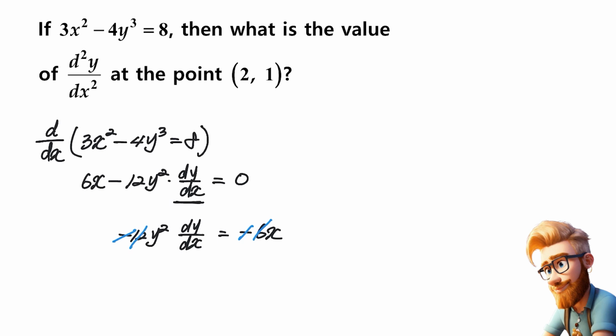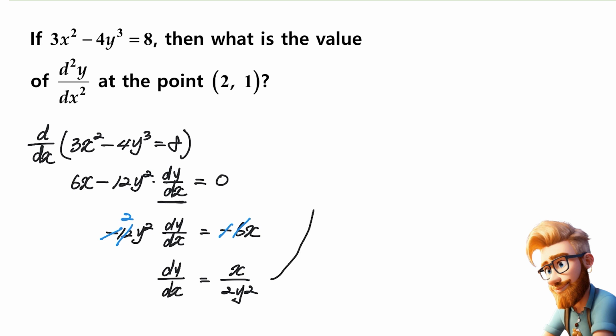Divided by 6, divided by 6. So we have 2y squared, right? Here we have 2y squared. So dy/dx is equal to x over 2y squared. Now we're going to find the second derivative here. So the second derivative, the notation for the second derivative is this, right? Is equal to, here, this is a fraction, so we're going to apply the quotient rule, okay?